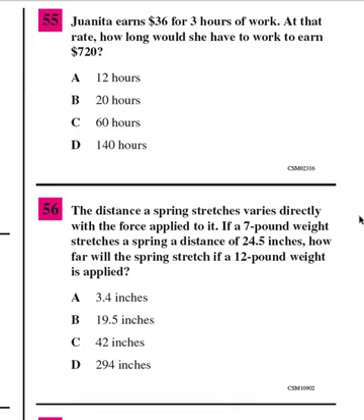Problem 55. Juanita earns $36 for 3 hours of work. At that rate, how long would she have to work to earn $720? So she earns $36 for 3 hours. How long would she take? How many hours would she take to make $720?